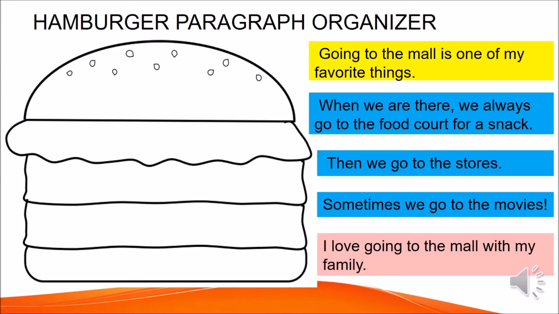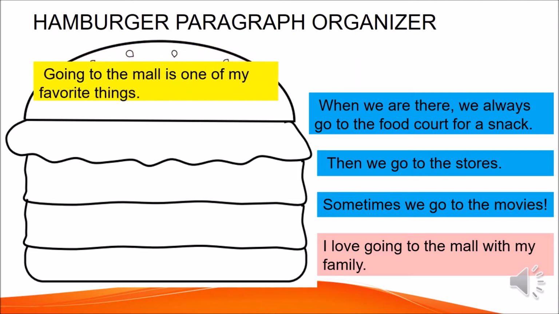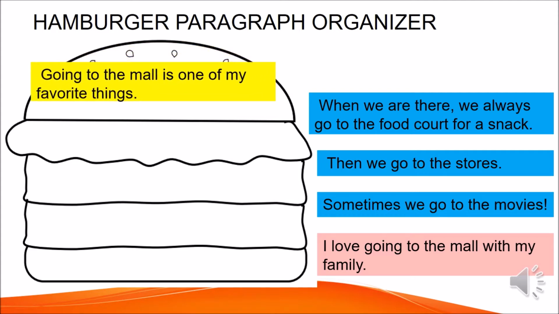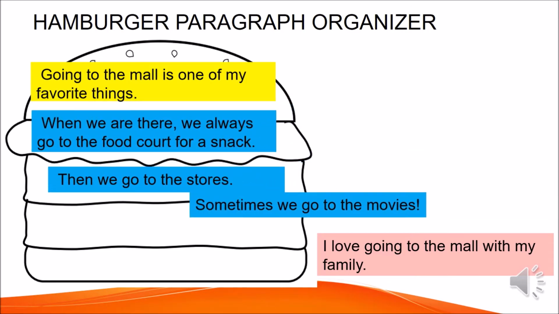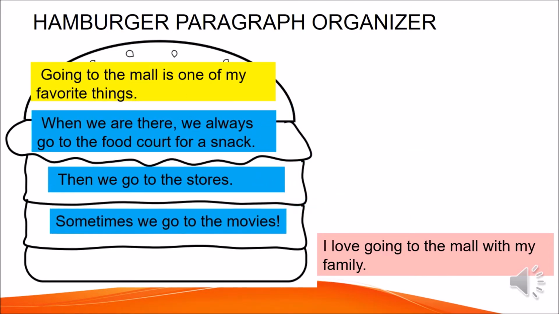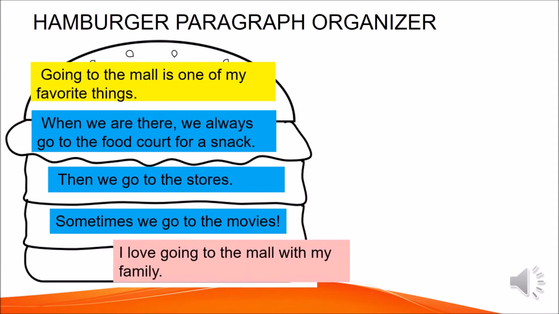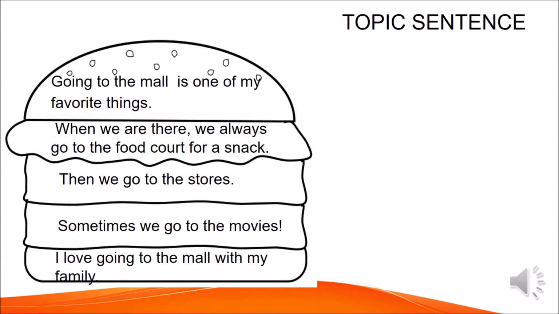Now, let's take a quick look at our example paragraph when put in this hamburger paragraph organizer. The topic sentence goes at the top bun. The supporting sentences go to the middle. And the concluding sentence goes to the bottom bun. Let's now take a closer look at each part of the paragraph.